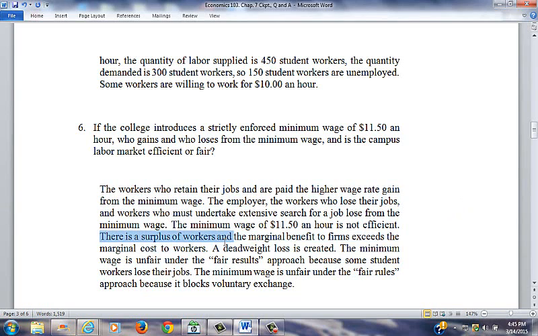There is a surplus of workers, and the marginal benefit to firms exceeds the marginal cost to workers. There is a deadweight loss. The minimum wage is unfair under the fair results approach because some student workers lose their job. The minimum wage is unfair under the fair rules approach because it blocks voluntary exchange.